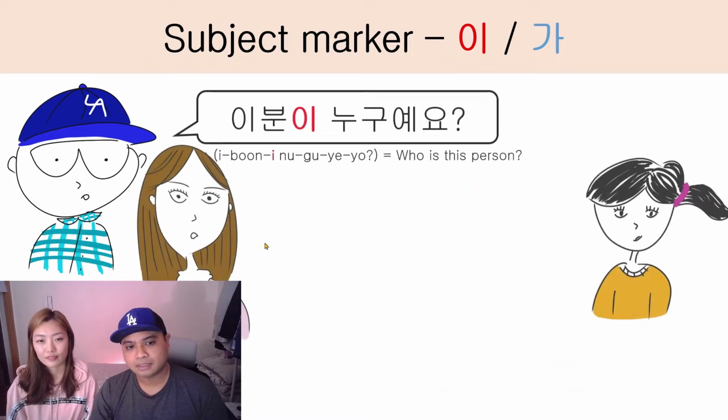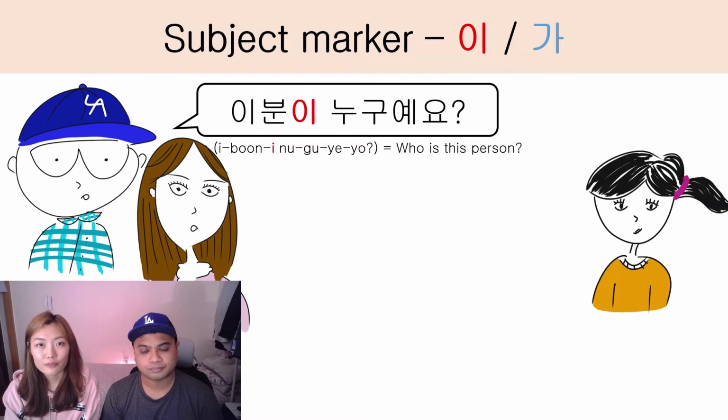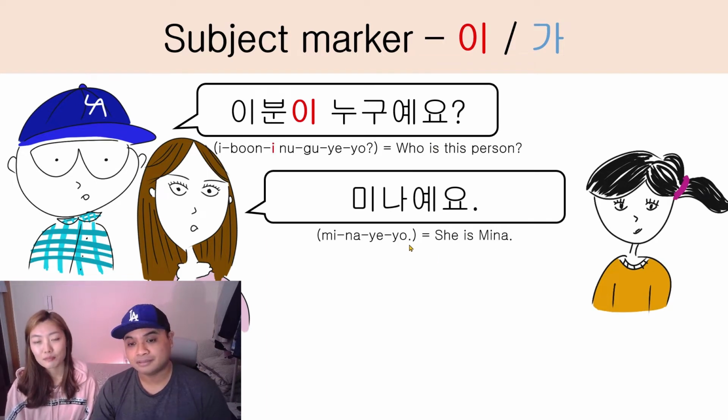Now, I have a new sentence, and you can practice this with your friend when you see someone new. You can say, 이분이 누구예요? This means, who is this person? 이분 means this person, and 누구예요 means who is. So who is this person? Because 이분 finishes with a consonant, you use E. And then your friend can respond. 미나예요. Yes, her name is Mina, and of course 예요 means is, so she is Mina.